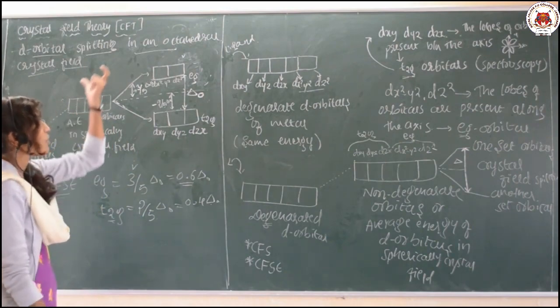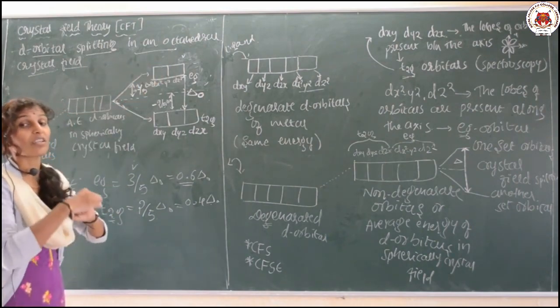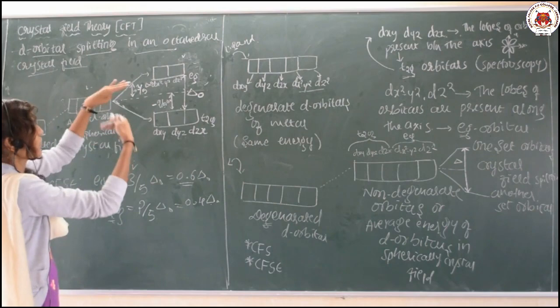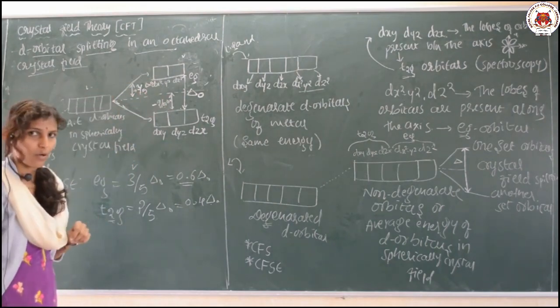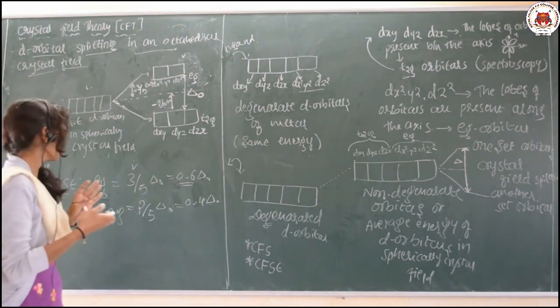Suppose if it is tetrahedral instead of octahedral, it will be exactly reversed. t2g will be upside, eg will be downside. That I will explain to you in your next class.